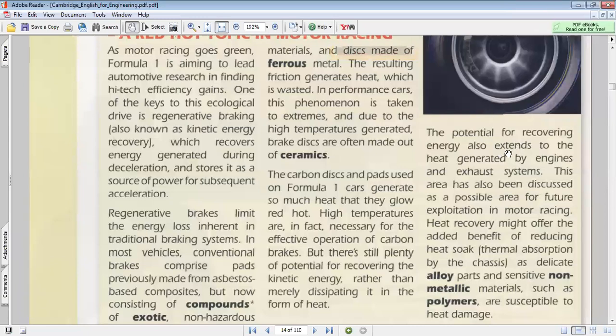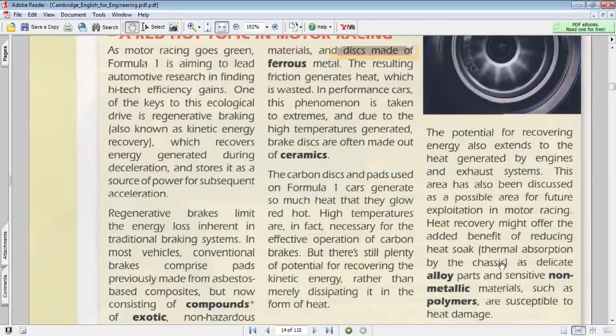The potential for recovering energy also extends to the heat generated by engines and exhaust systems. This area has also been discussed as a possible area for future exploitation in motor racing. Heat recovery might offer the added benefit of reducing heat soak, thermal absorption.